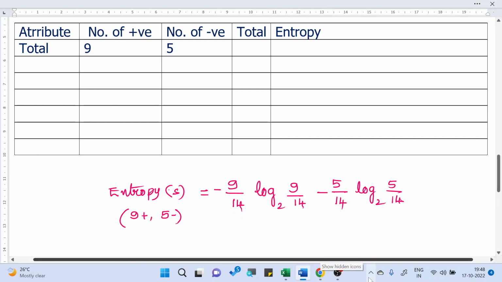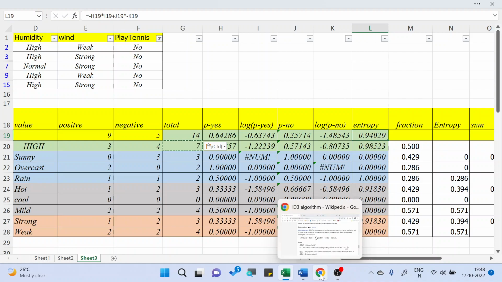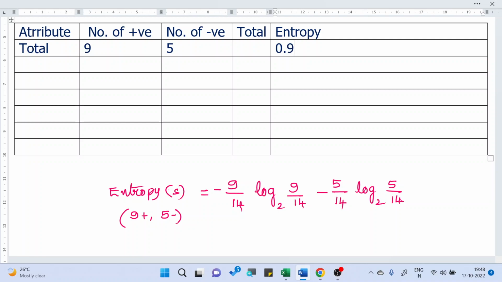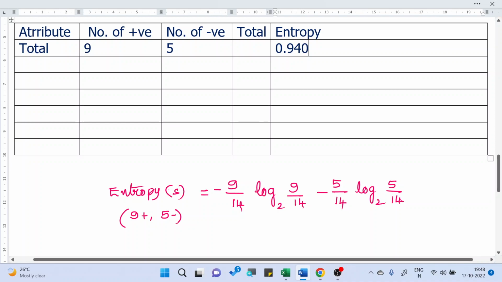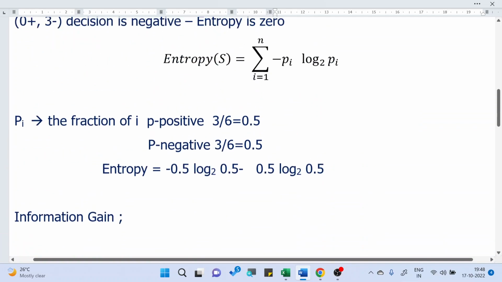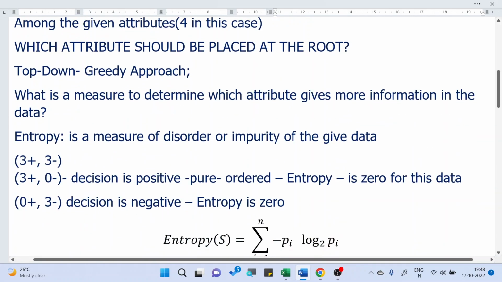When we do this calculation, I have done it through Excel, the value is 0.940. So directly I am writing here the total entropy is 0.940. Now we will calculate the entropy of each attribute. From the entropy we will calculate information gain. So now let us go to the outlook attribute.